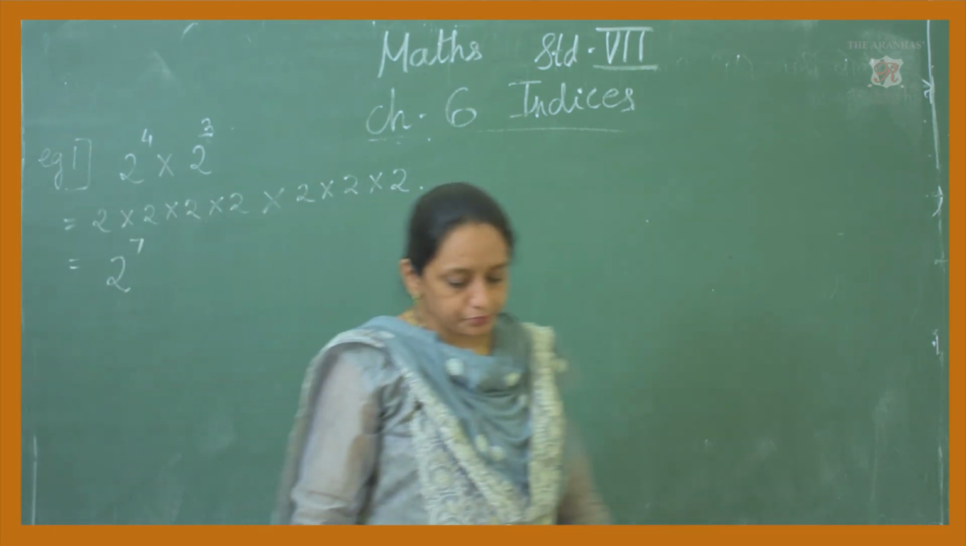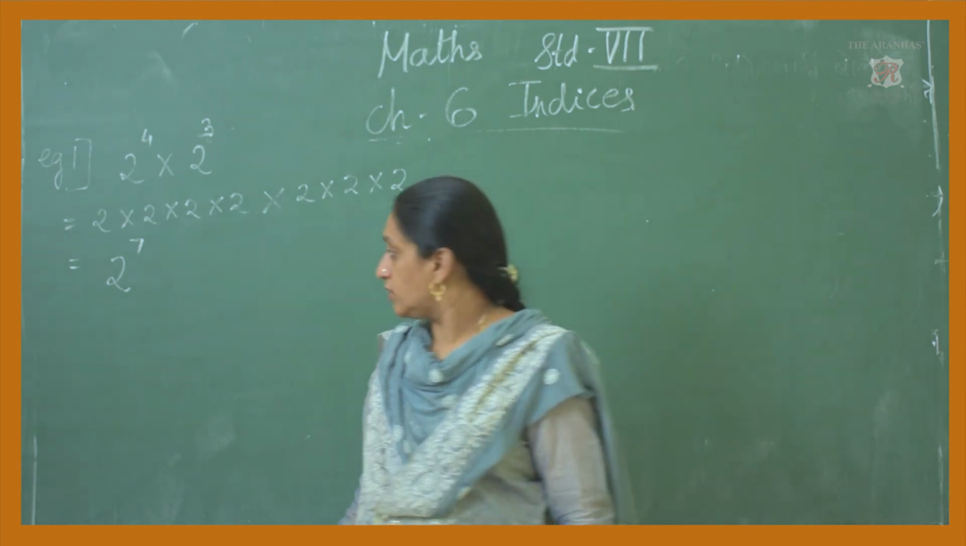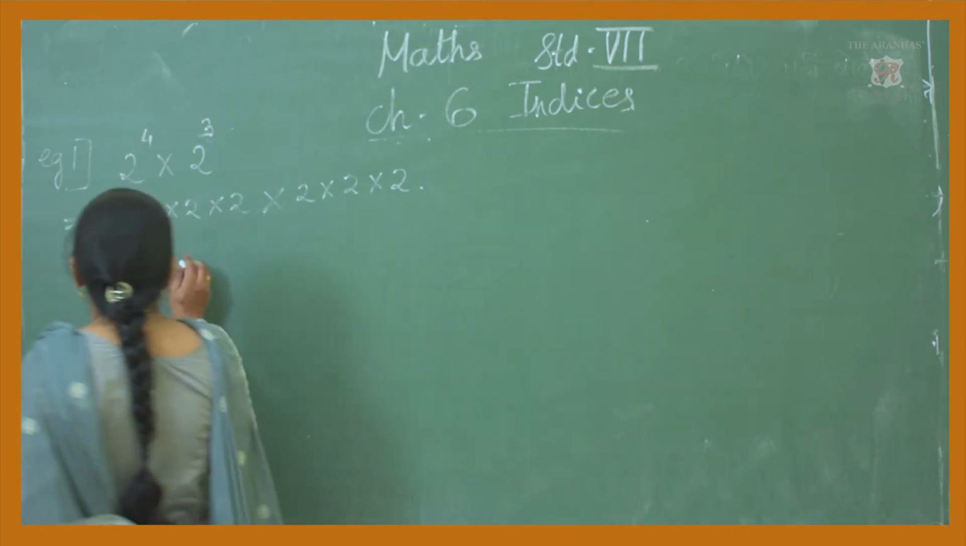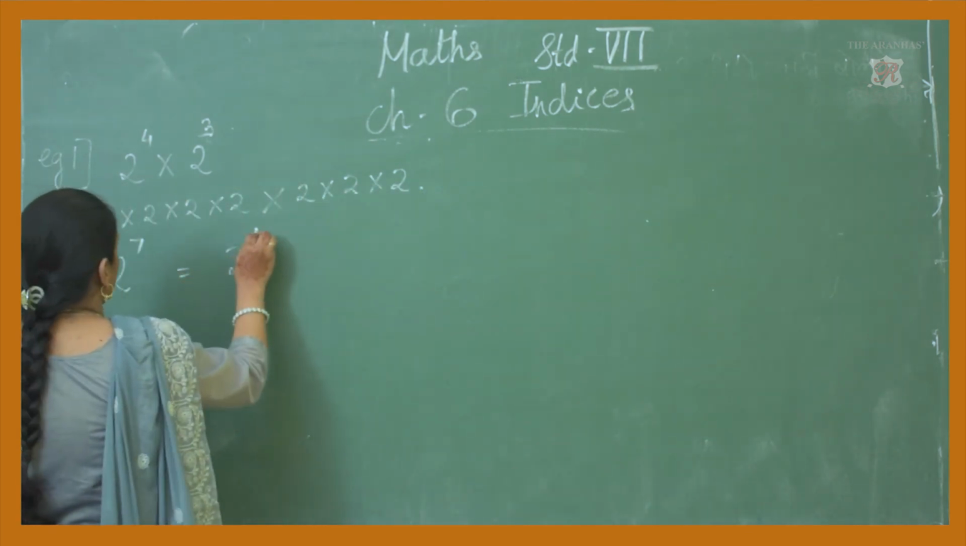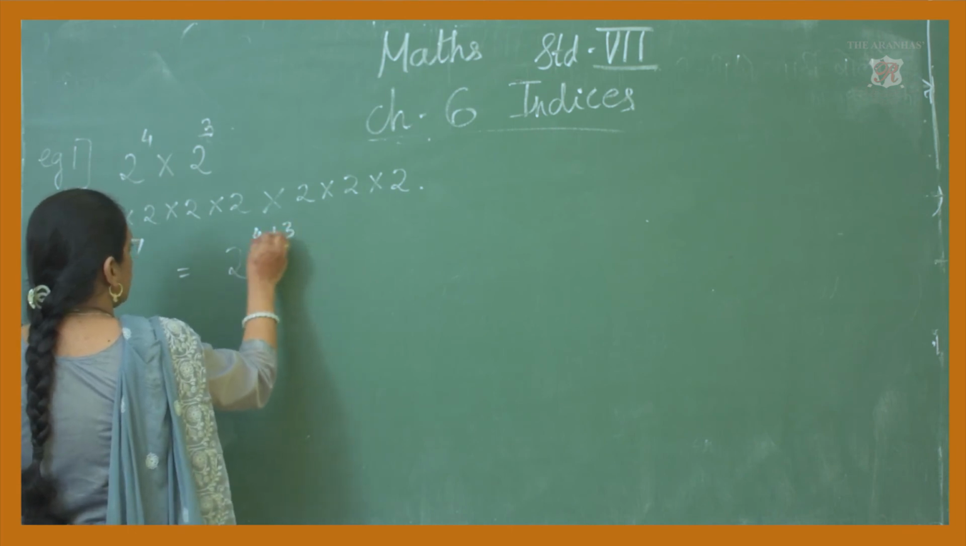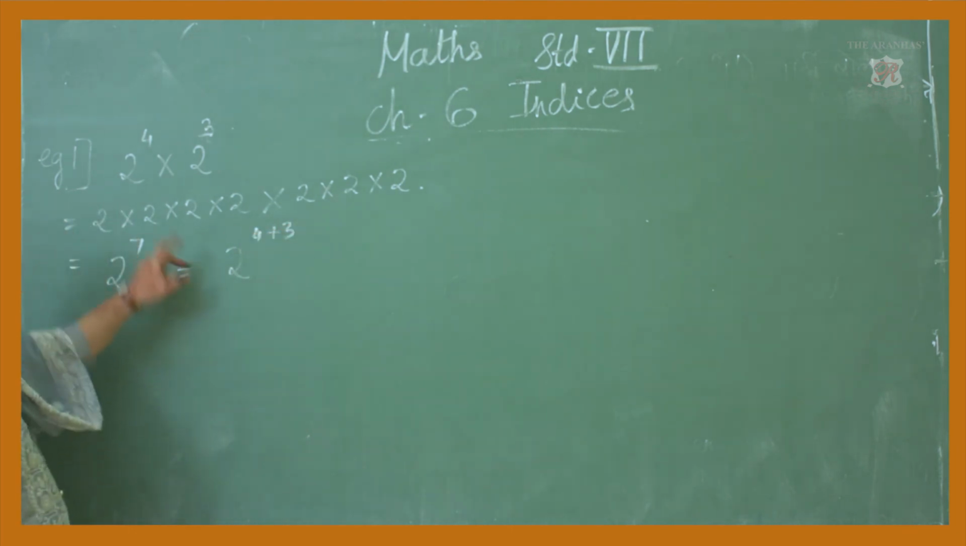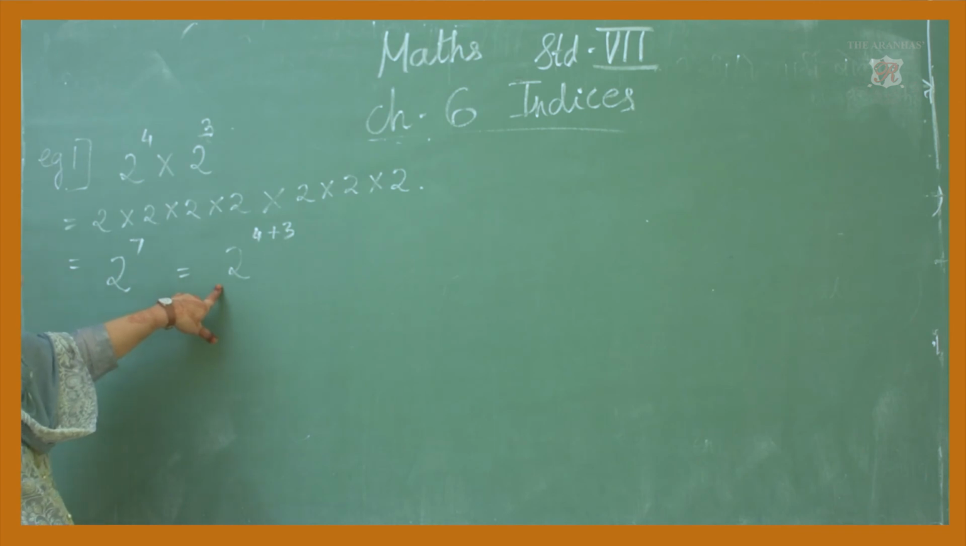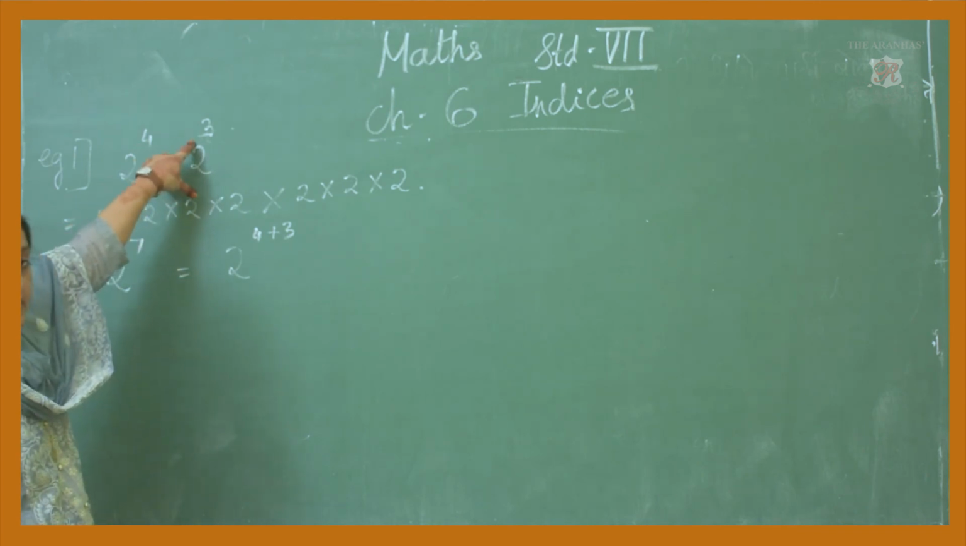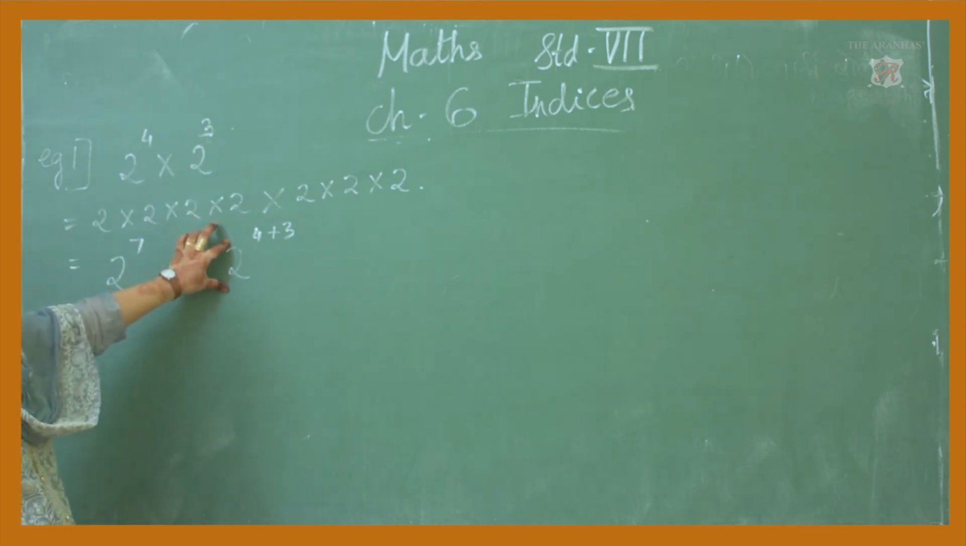Now if they ask you the value, how did this 2 raised to 7 come? 2 raised to 4 plus 3. You can do it here only. Because the base is the same, you can add their indices directly by taking a common base.